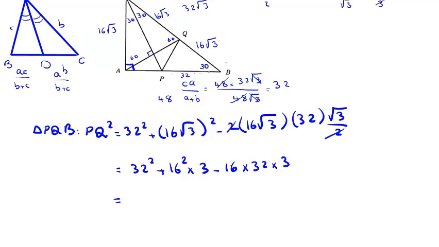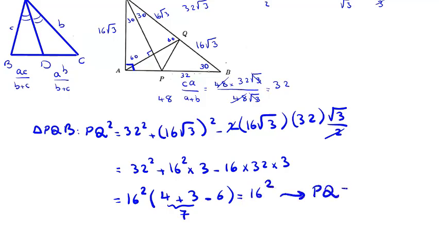So we can factor from 16, 32, we can factor from 16 squared. It will be 4 plus 3 minus 6. So it will be 4 plus 3, 7, minus 6, 1. So it will be 16 squared. So PQ equals 16. And the problem wants PQ, so the answer is equal to 16.